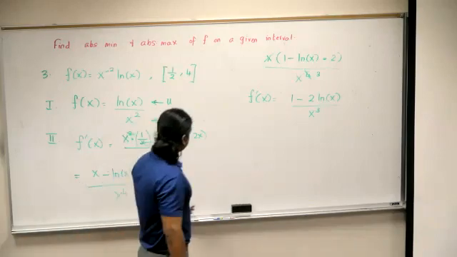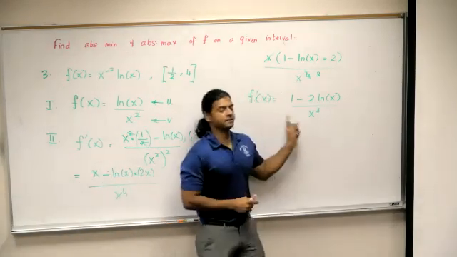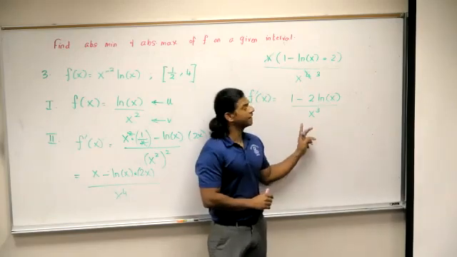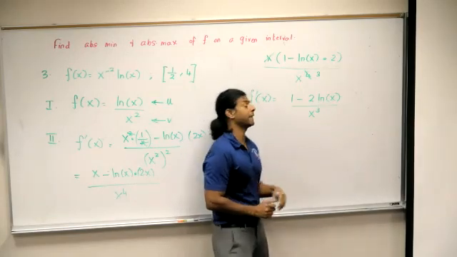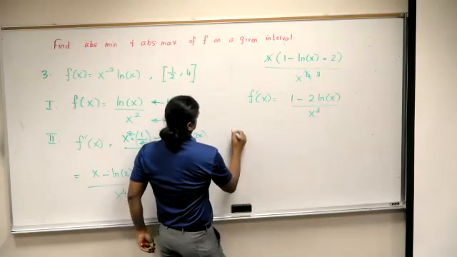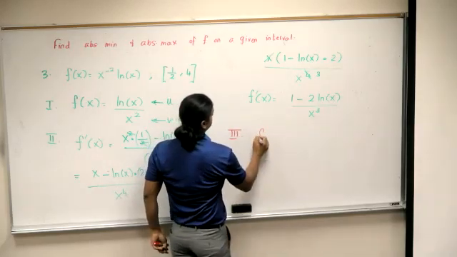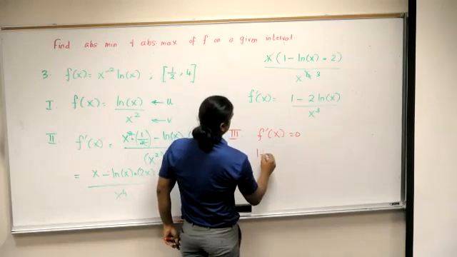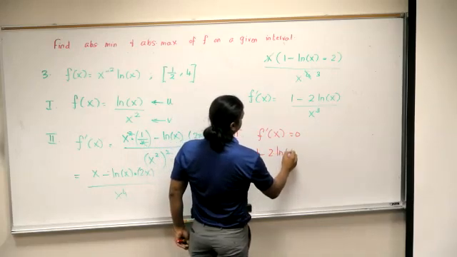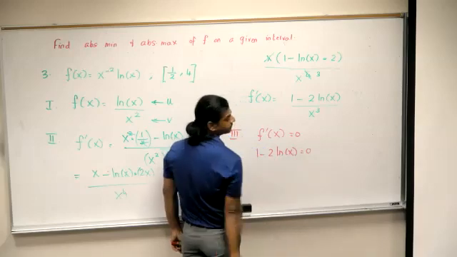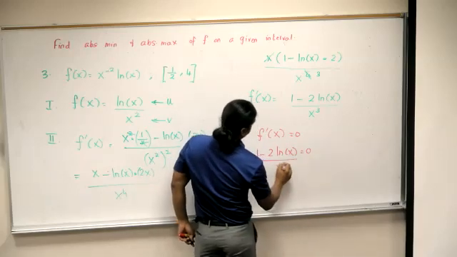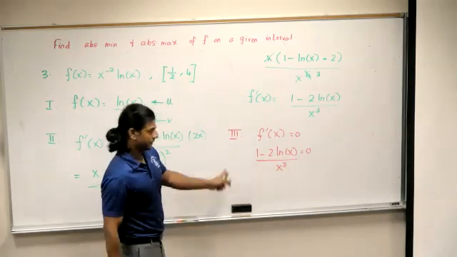That was my mistake. Okay, so even if you did the product rule, you can simplify algebraically, and this is the answer you will get. Now I'm going to set the derivative equal to 0, which would mean 1 minus 2 ln of x, over x cubed, equals 0.